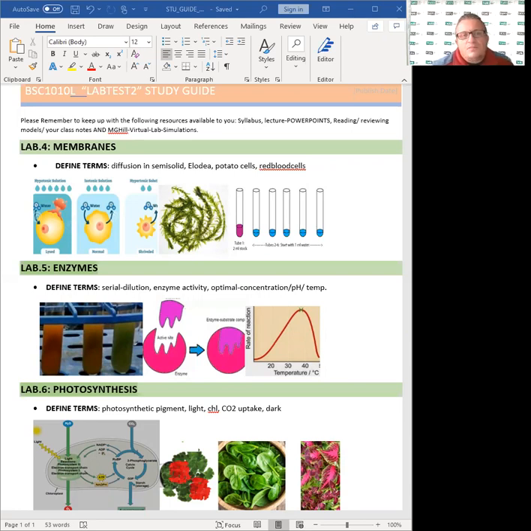Today we are going to cover the study guide for Lab Test 2 at BSC1010 lab. We have 3 labs covered in this review: membranes, enzymes, and photosynthesis. Again, this is a study guide, just a brief review for every test, like the other tests. Please make sure that you complete all the Connect labs, review your labs and get your data, review them, and then study these specific 3 labs. So let's go ahead and get started.